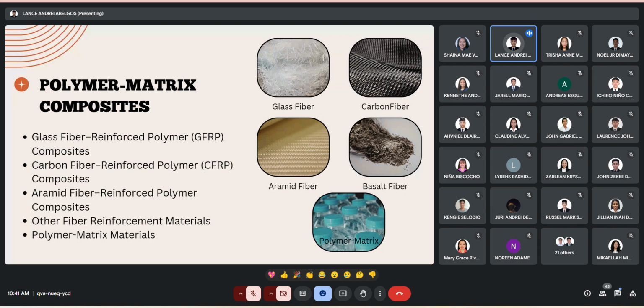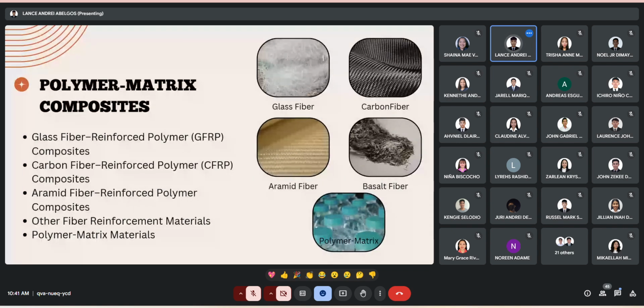Next is the aramid fiber reinforced polymer composites. Utilizing aramid fibers like Kevlar, these composites are valued for their excellent impact resistance and toughness. They're often used in ballistic protection and aerospace and military applications.